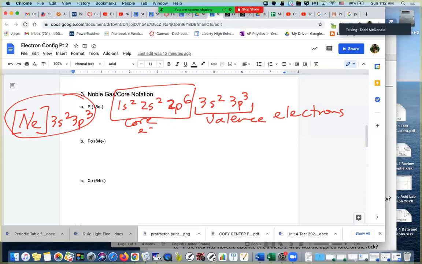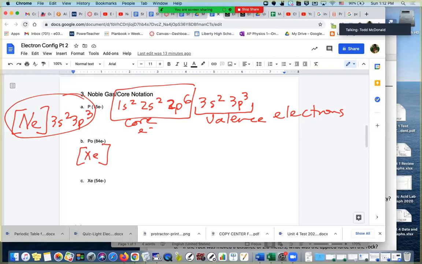I've got polonium, okay? Polonium has 84 electrons, and you guys would be very frustrated if we had to start from scratch and write 1s2, 2s2, 2p6, and so on. Here's what we can do. We locate polonium on the periodic table. It's the 84th element. You locate then the noble gas on the line before it, and if you look at a periodic table, you will find that xenon is the noble gas before it, which represents 54 electrons.